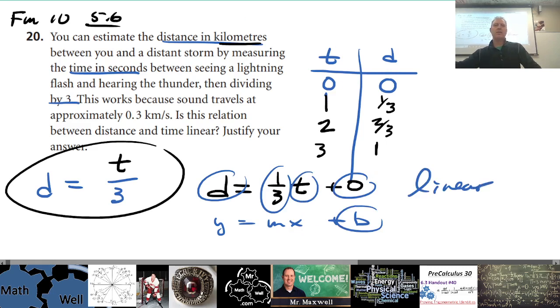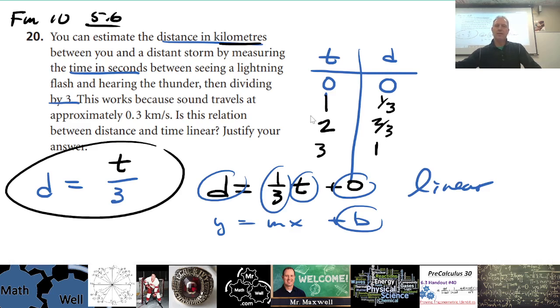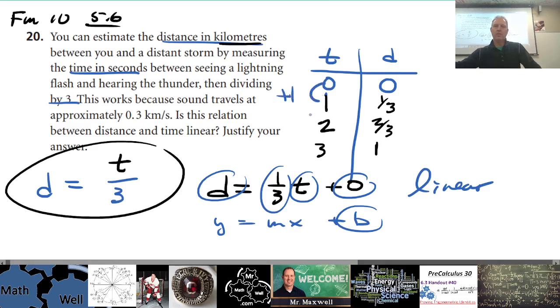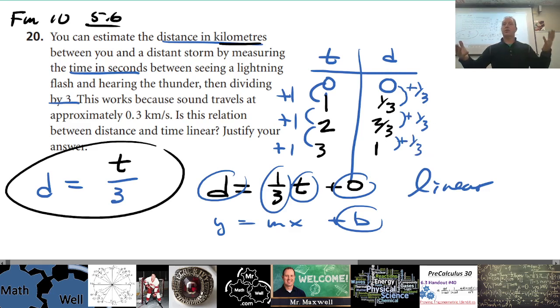What about the table of values method? Okay, so we're going up by 1 each time. That's great. What is this going up by? 1/3. Going up by 1/3. So do those seem to match what we're expecting for a linear equation? Yes, they're both going up by the same numbers. So here you would say, yeah, that's linear too.